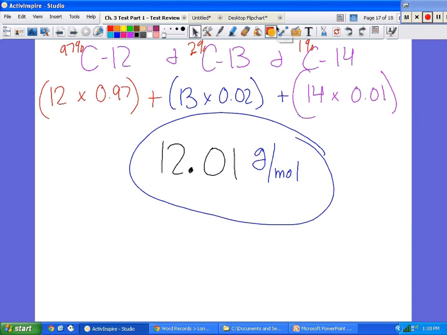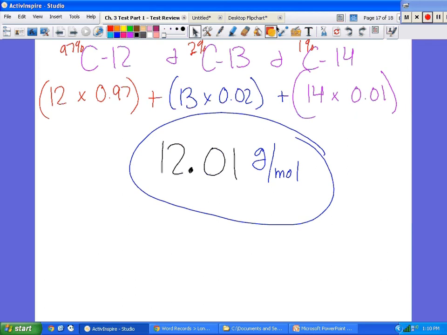So carbon 12 is about 97%. If I have a bag of 100 of them, how many of them are carbon 12? 97, okay? Carbon 13 is only 2%, and carbon 14 is 1%. So if you go back and look, right here, multiply the mass of the isotope by its what? Percent abundance.